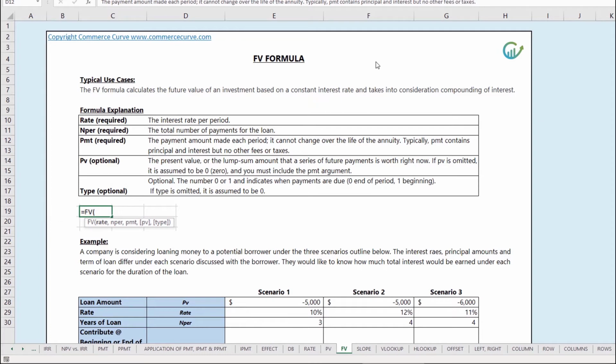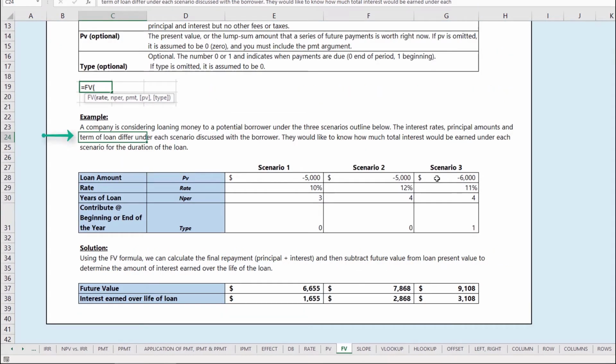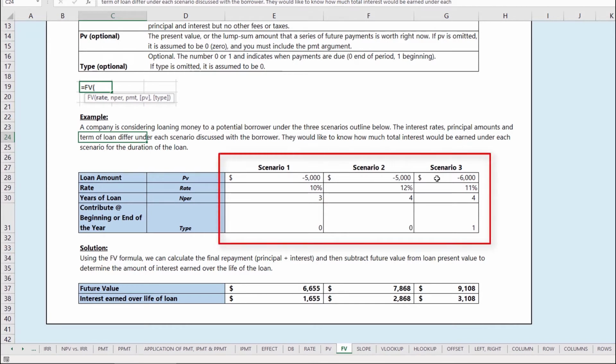Let's take a look at an example to calculate the future value of a loan or an investment. So in our example, a company is considering loaning money to a potential borrower under 3 different scenarios as outlined below. We've got scenario 1, scenario 2, and scenario 3. The interest rates, principal amount, and the term of the loan differ under each of the scenarios that are discussed with the borrower. The company wants to know how much interest is going to be earned under each scenario for the duration of the loan.